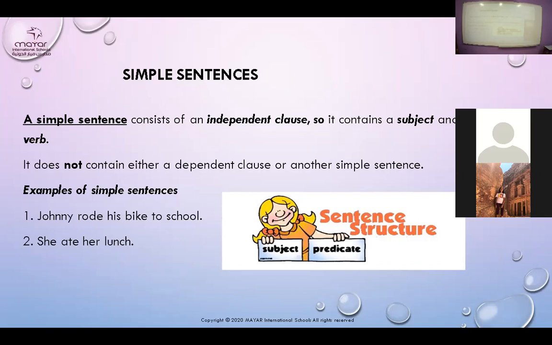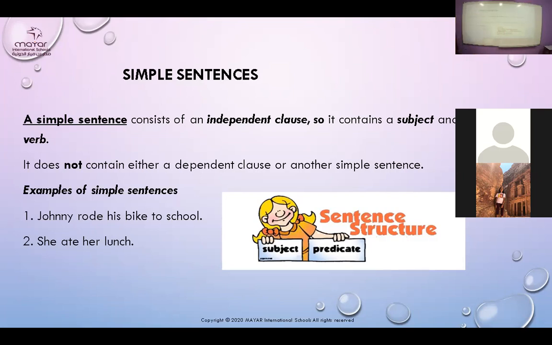A simple sentence consists of an independent clause. So it contains what? A subject and a predicate, or sometimes we call it a verb. Subject and predicate, or subject and verb. Look at this picture. A predicate must include a verb. This is a simple sentence. It has a complete idea, complete thought, and one independent clause. How many independent clauses? Only one.